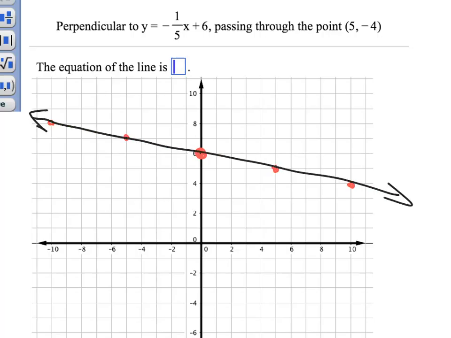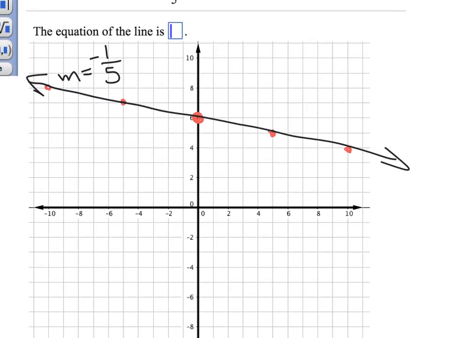Now this slope we know is negative 1/5. And how do we know that? Because it says so right here. Now, first off, let's put the point (5, -4). So (5, -4) is going to go right here. There's our (5, -4).